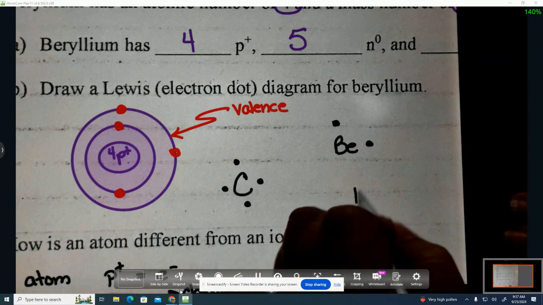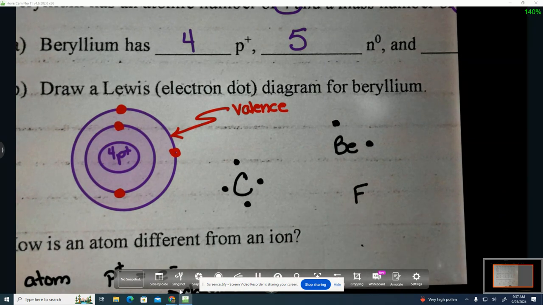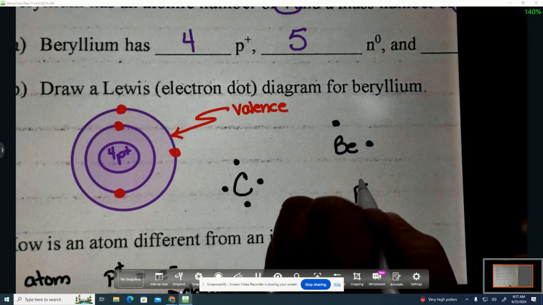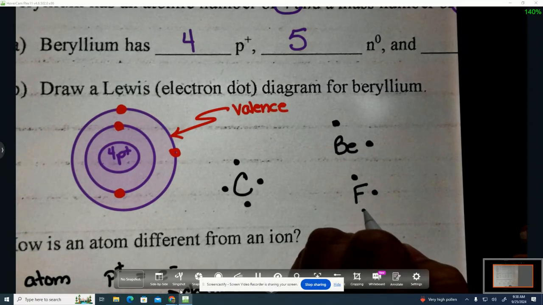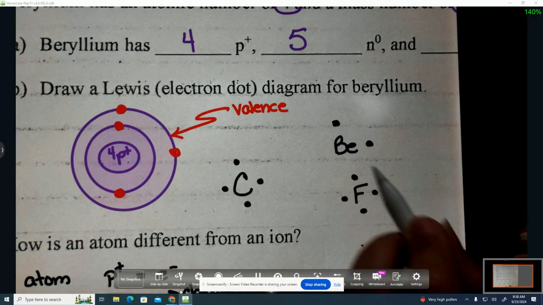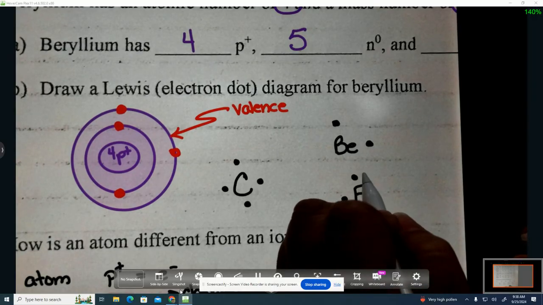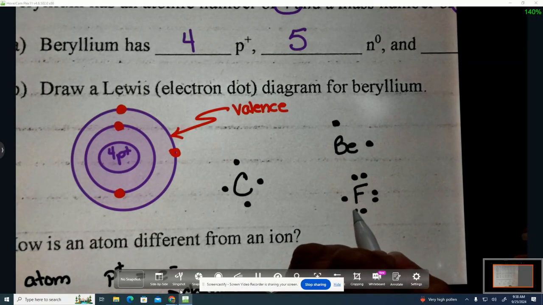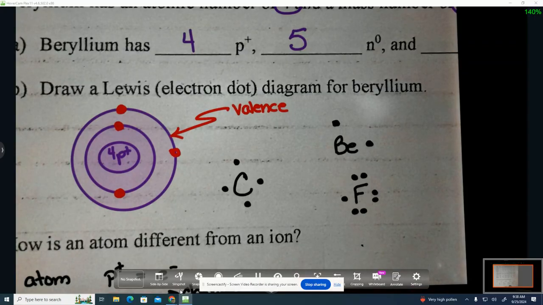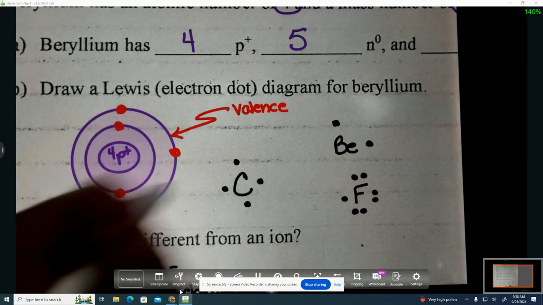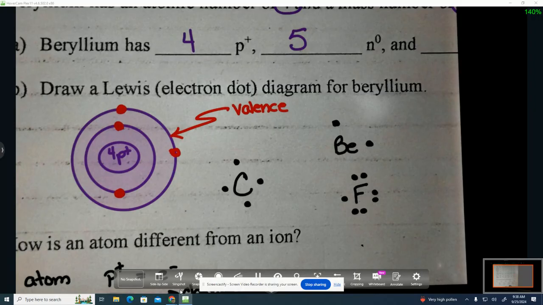If I were to draw fluorine, how many dots would it get? 7. 1, 2, 3, 4 at 12, 3, 6, and 9 o'clock, and then 12 o'clock, 3 o'clock, 6 o'clock until I got to 7. It's a lot easier than drawing these guys, and a lot neater, because you don't have to draw all those crazy circles. You're just diagramming the outside electrons.